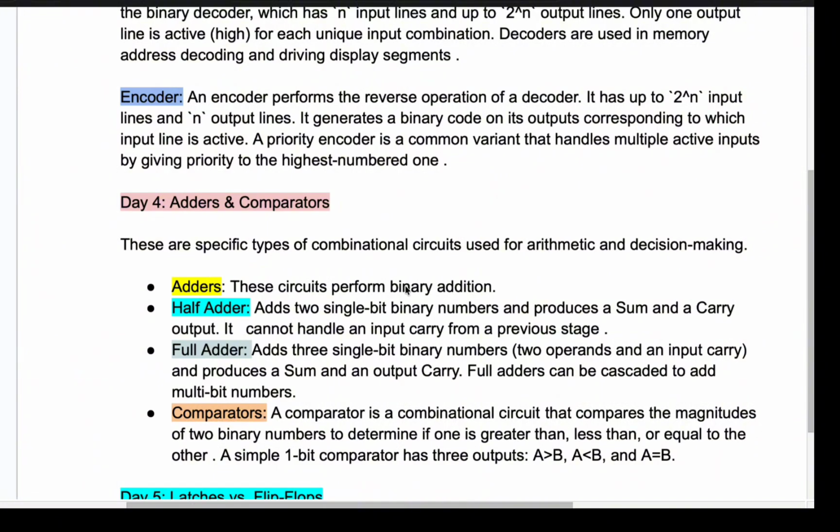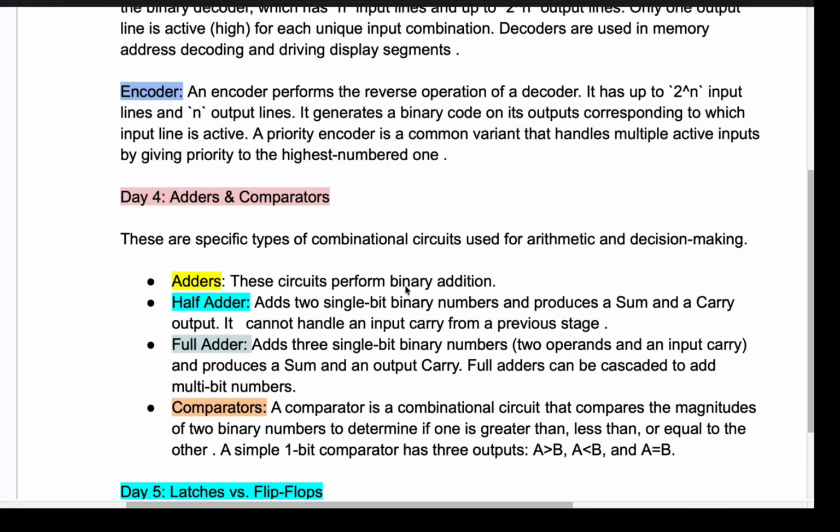Going to day 4: you prepare notes for adders and comparators, and you may verify some GATE previous papers also. Half adder and full adder related questions are given in the GATE exams also. So check out the previous question papers, whatever concept is related to the half adder and full adder, and you can solve those problems also. Then you can get some knowledge of that.